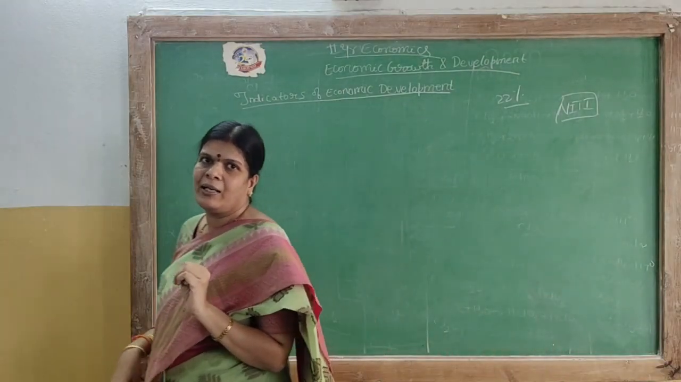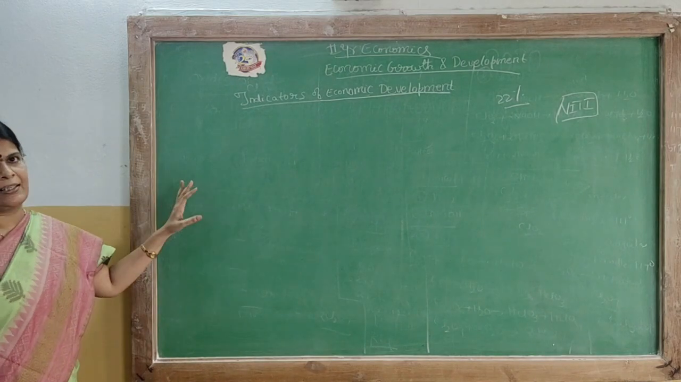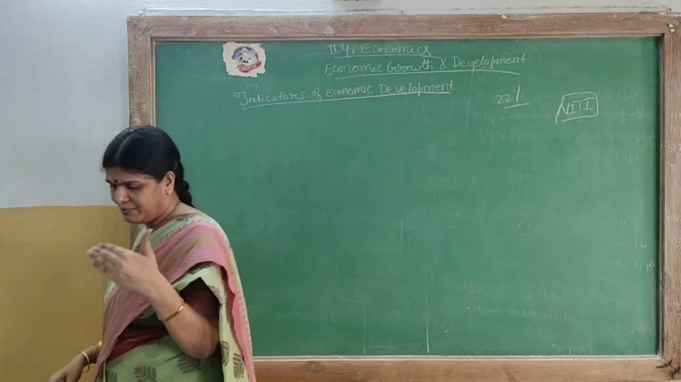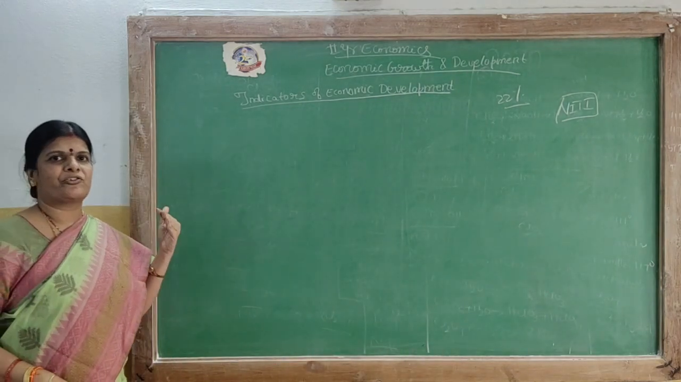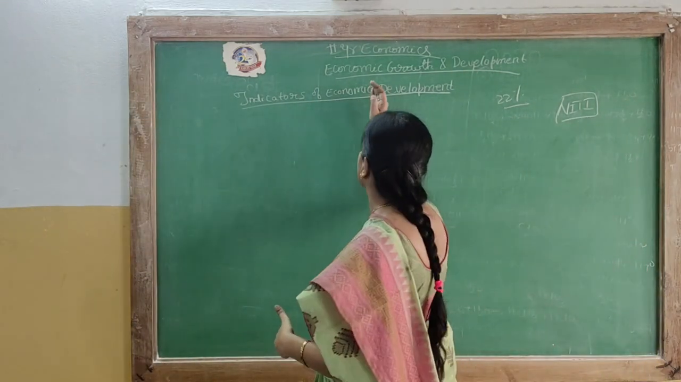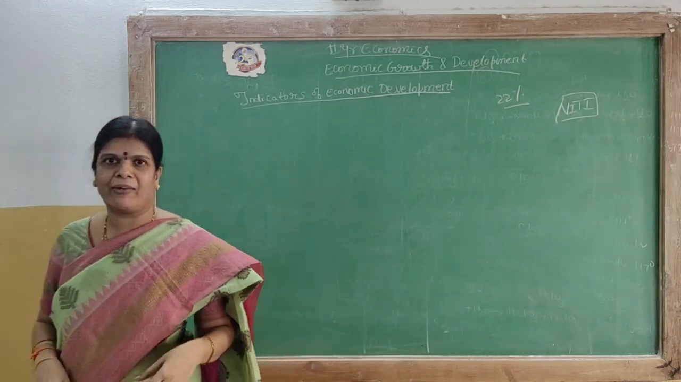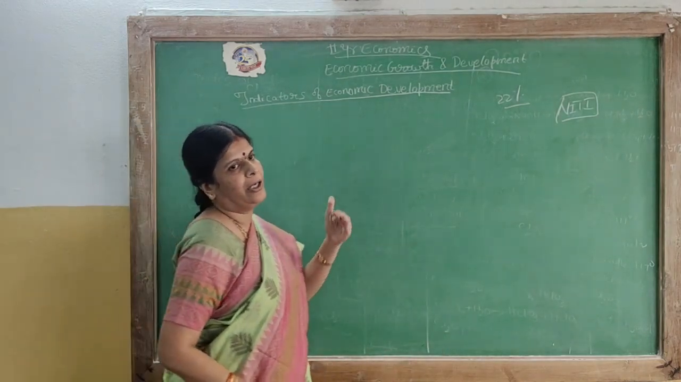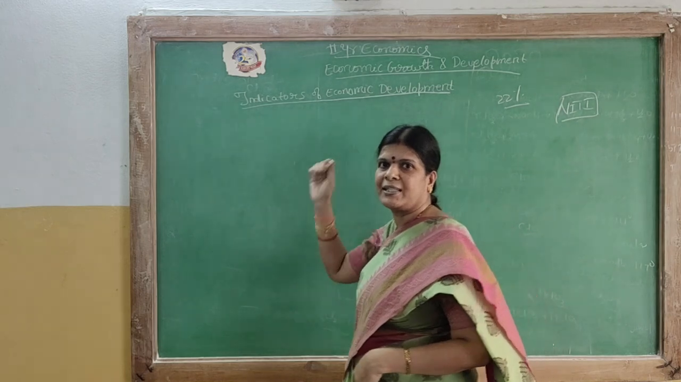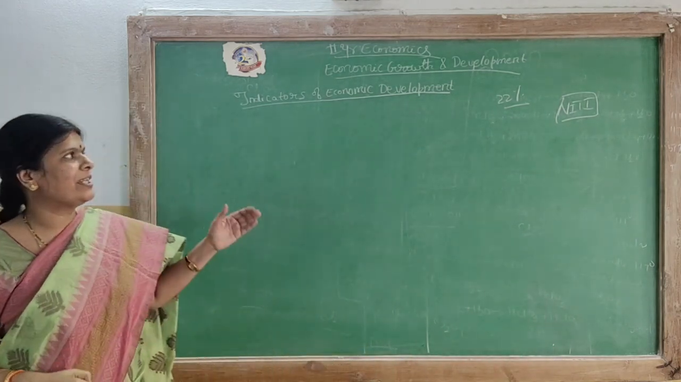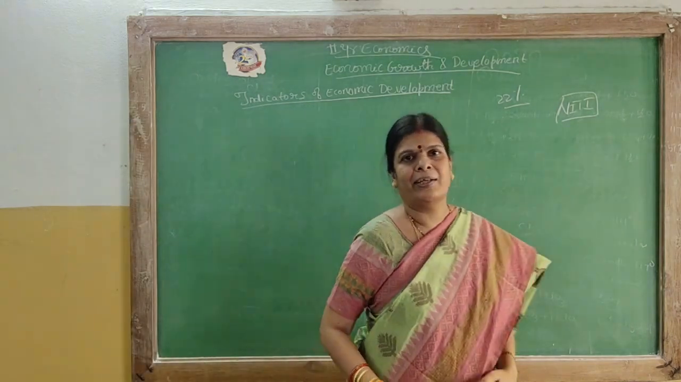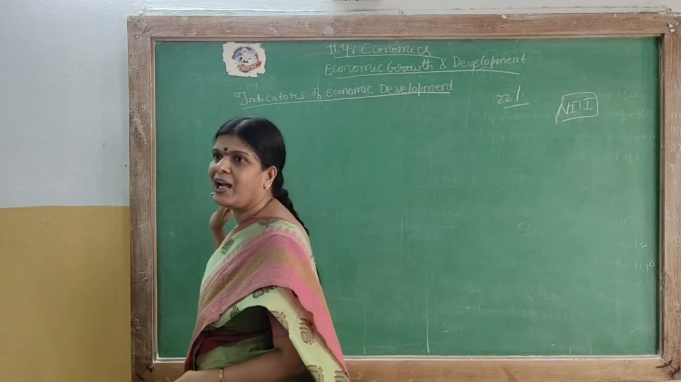Fourth one is what? Infrastructural facilities. So what do technology and infrastructure facilities mean? Infrastructure facilities means the roads, railways, transport, telecommunication. All should be improved to achieve the objectives of economic development. Telecommunications, roads, transport facilities should be increased. Introducing technology is a change in infrastructure.